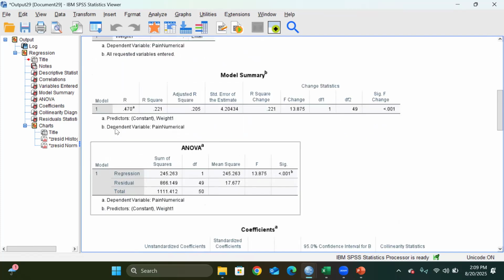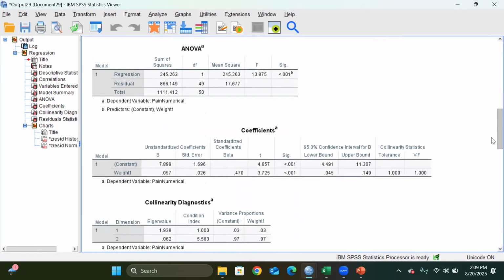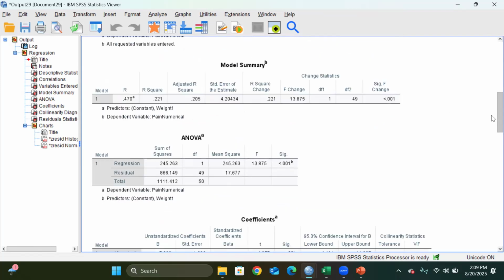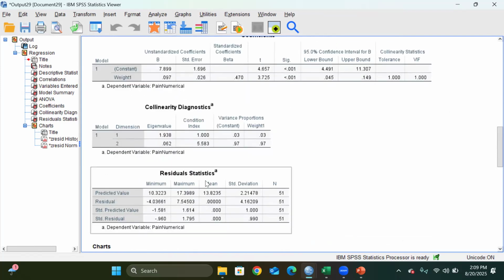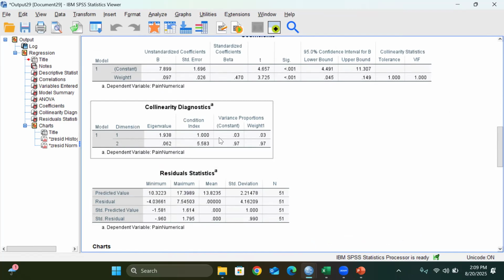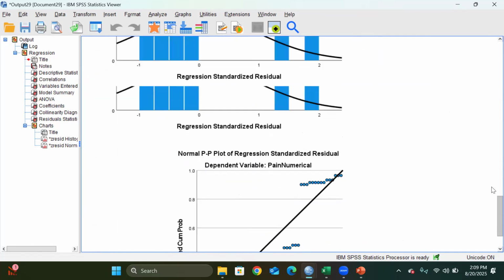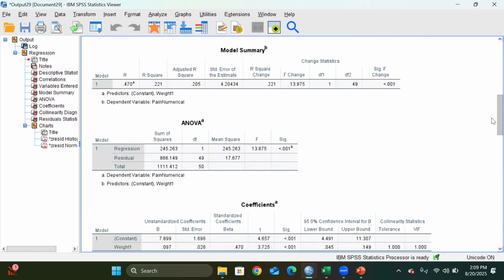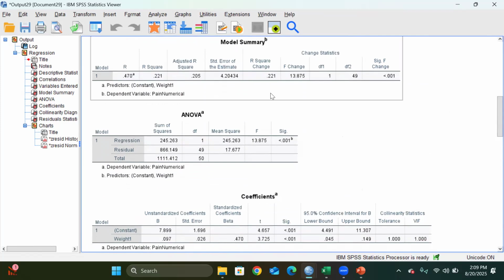Next, these three tables are the most important ones: coefficient, ANOVA, and model summary. We can remove this one, it's not of concern to us. We also need not be concerned with the collinearity diagnostics and these others. So these three tables, model summary, ANOVA, and coefficient, are important for me.